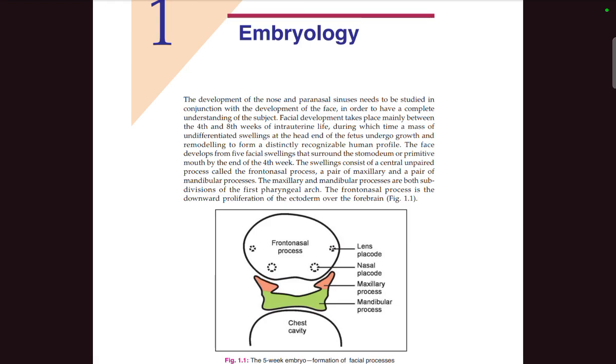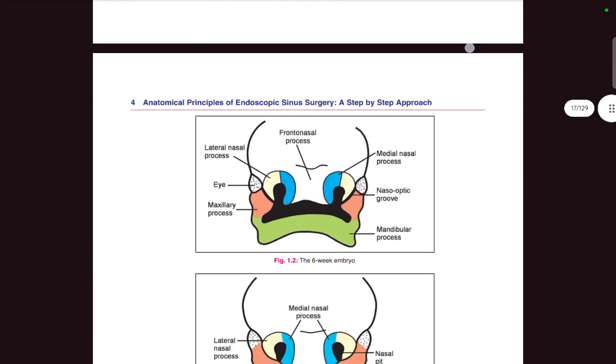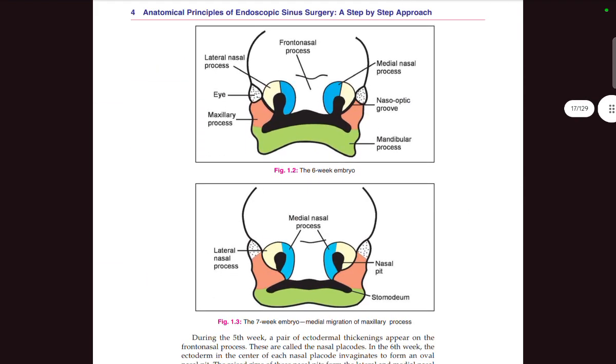Here we can see the frontonasal process, the cheek cavity, then we can see the lens placode, then nasal placode, maxillary process and mandibular process. This is the 5th week of embryology and formation of facial processes. So here we have the frontonasal process, lateral nasal process, eyes, maxillary process, medial nasal process, naso-optic groove, mandibular process. That is the 6th week of embryo.